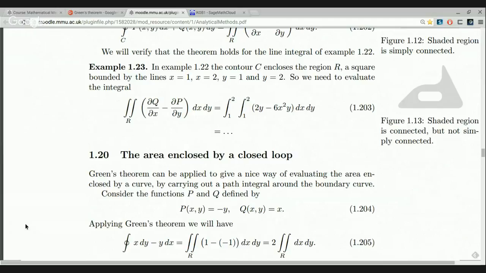One interesting application of this, we'll finish with this for today. Please spend some time reading over the rest of that chapter.